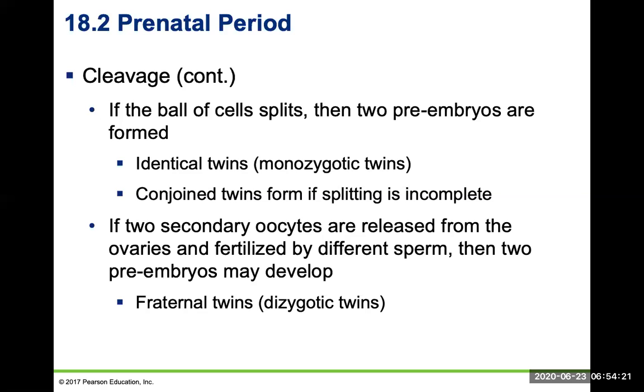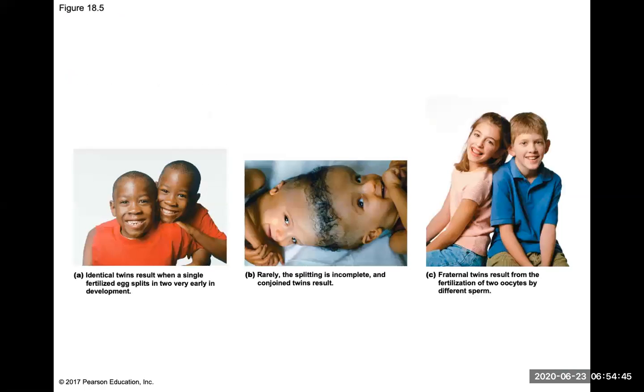If 2 secondary oocytes are released from the ovaries and fertilized by different sperm, then 2 embryos may develop, and this produces fraternal twins. So identical twins are produced when 2 pre-embryos are formed from 1 ball of cells, and fraternal twins, non-identical, are produced when 2 eggs are released at the same time and they're fertilized by 2 different sperm. Here, identical twins result when a single fertilized egg splits. Rarely the splitting is incomplete, but that would be conjoined twins, and fraternal twins result from the fertilization of 2 eggs by different sperm.